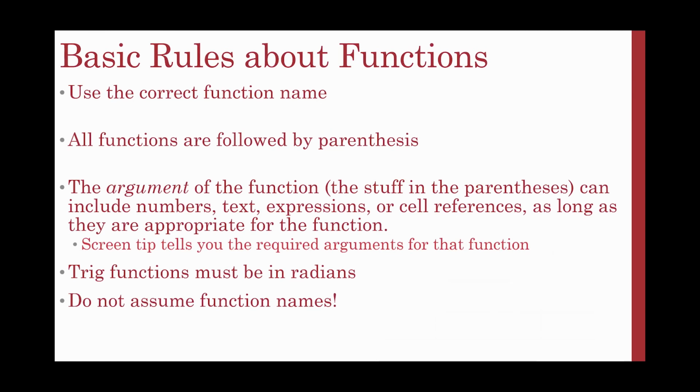Some basic rules about functions in Excel. You have to use the correct function name. All functions are followed by parentheses. The argument of the function is the stuff in the parentheses, and it can include numbers, text, expressions, or cell references as long as they are appropriate for the function that is being used. Some screen tips pop up to show you the required arguments for that function. Trig functions have to be in radians, and you do not assume function names. For example, average is average, not AVE or AVG. You have to type out the full word average.